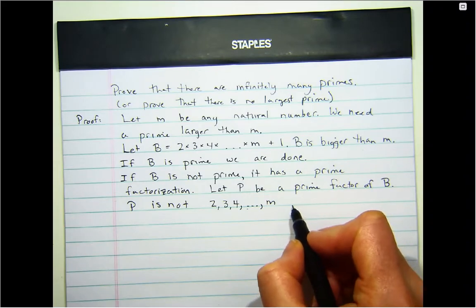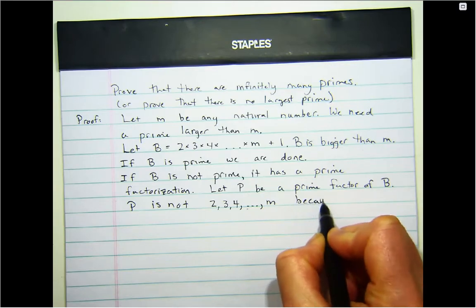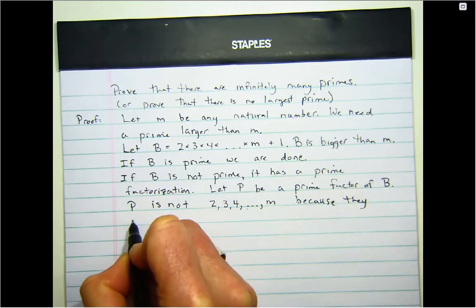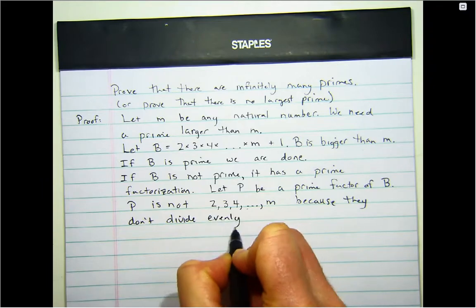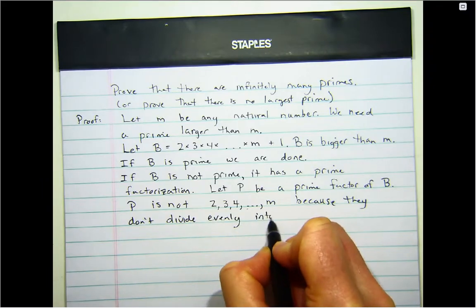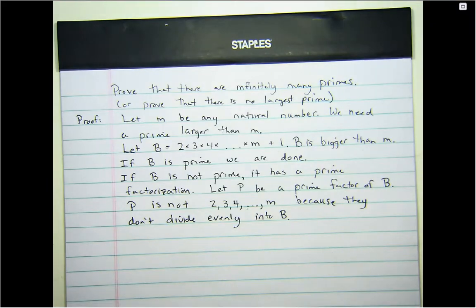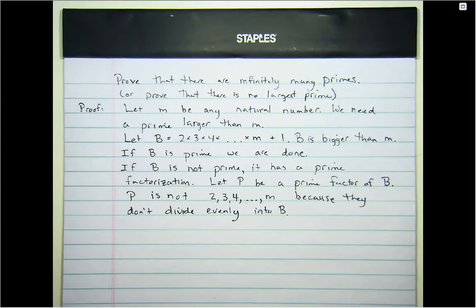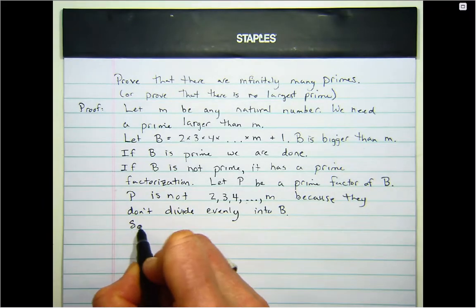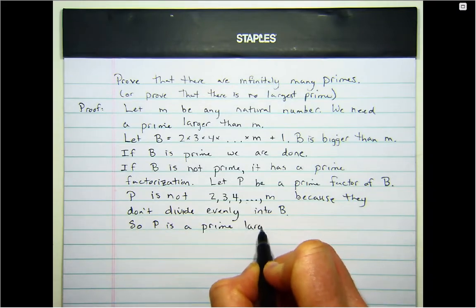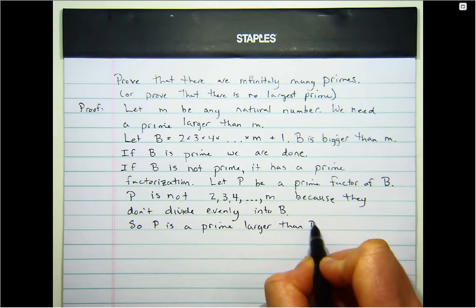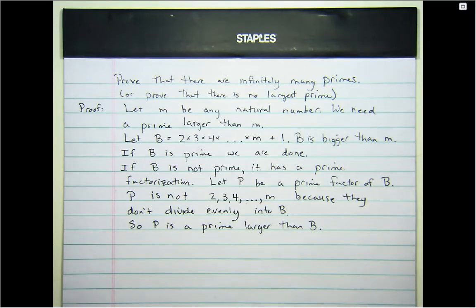Okay, so P is not 2, 3, 4, 5, etc. up to M because they don't divide evenly into B. Okay? They don't divide evenly into B. They have a remainder of 1. So P is a prime larger than B.